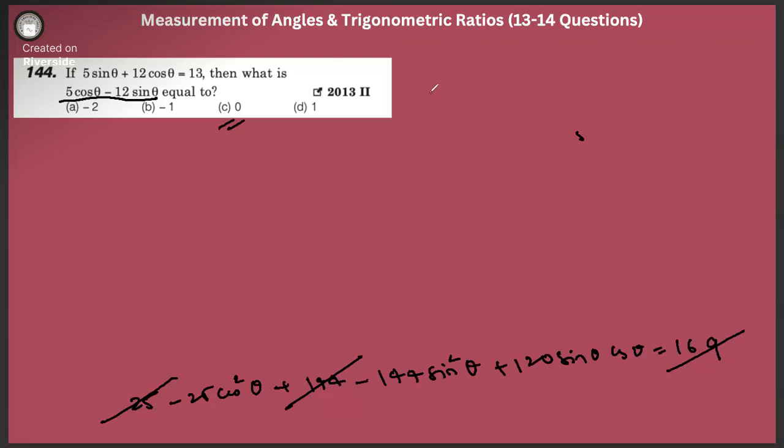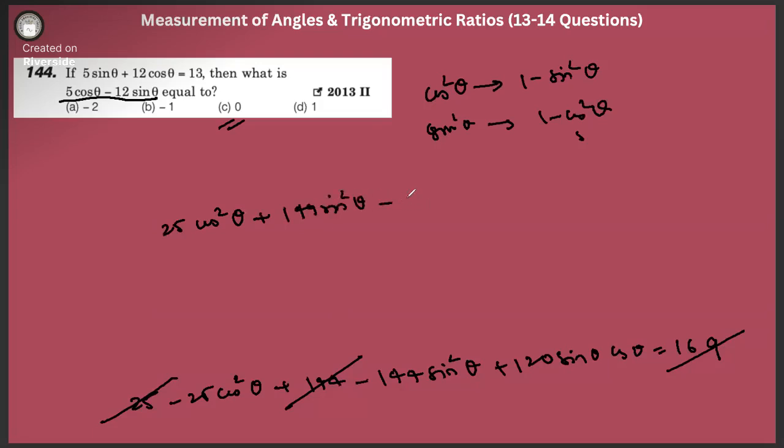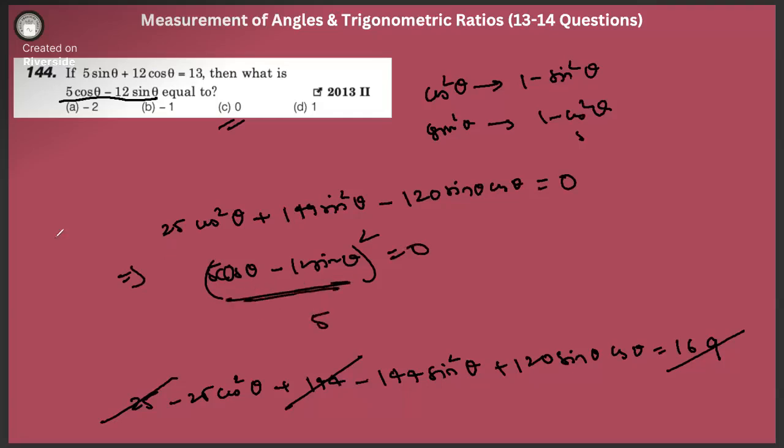So the whole point was that we have to swap cos square theta with an identity, and sine square theta with this particular identity. Right? So now if we multiply by minus, we get 25 cos square theta plus 144 sine square theta minus 120 sine theta cos theta, which is equal to 0. Now we can say (5 cos theta minus 12 sine theta) whole square is 0, which means 5 cos theta minus 12 sine theta is equal to 0. Right?